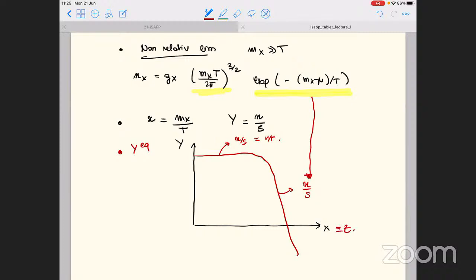x is the equivalent of time essentially. Here is my time variable. At early time, my co-moving number density is a constant quantity. At later time, it should drop very fast as an exponential. This is what I'm going to get if I have zero chemical potential in the story, which is not what we are going to do until the end of this lecture.